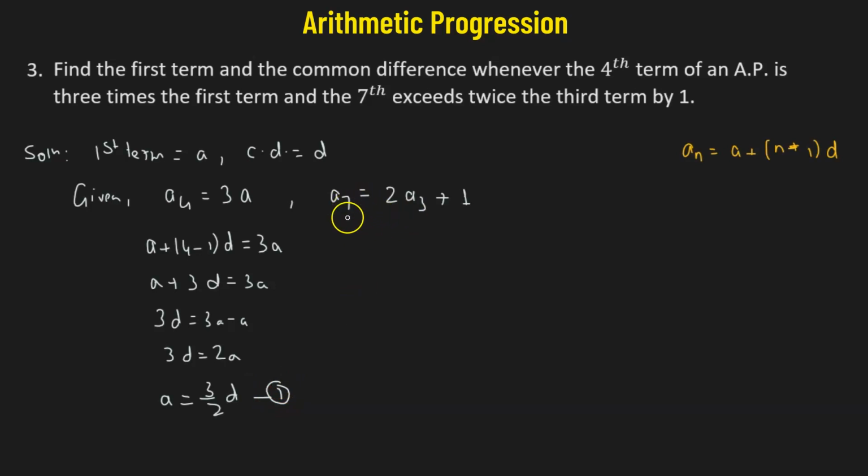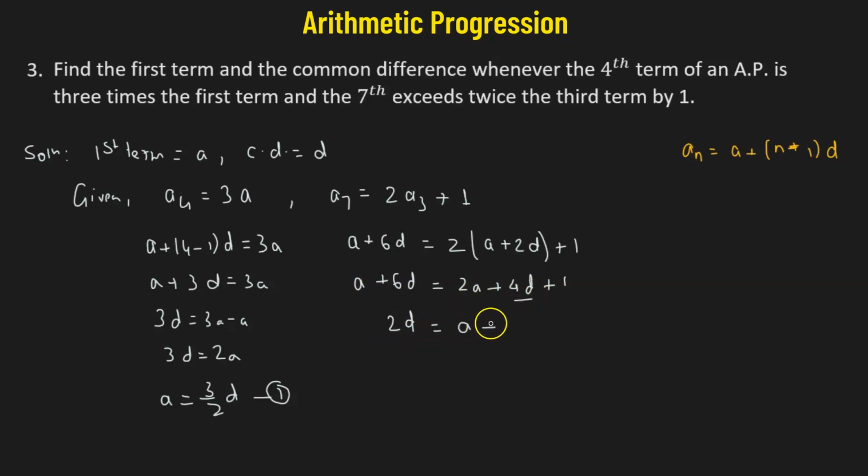Then coming to the second one, which is the seventh term equals twice the third term plus 1. So here we'll have a plus 6d equals 2 times the third term, so this will be a plus 2d, plus 1. Let's simplify it. So here we have a plus 6d equals 2a plus 4d plus 1. So we'll transpose 4d to the left hand side. So we'll have 6d minus 4d to give us 2d. Thus a will go to the right hand side to give us a plus 1.